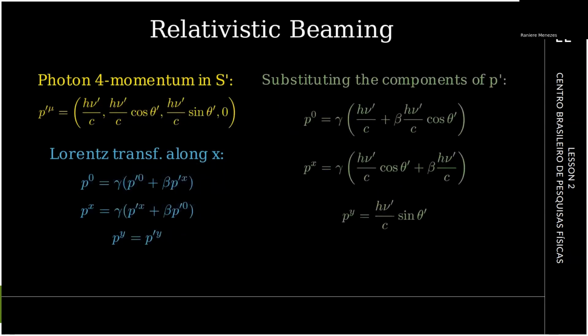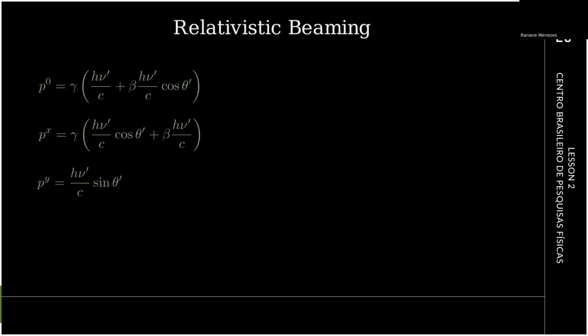We can simply put these two expressions together. So P0 is equal to gamma times P prime 0, and P prime 0 is this. So P0 becomes gamma with this, plus beta P prime X, which is this here. So this is just substituting the four-momentum of the photon with the Lorentz transformations. We have this. Okay, these are the expressions we just got.